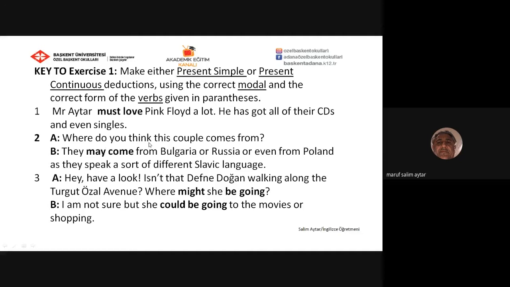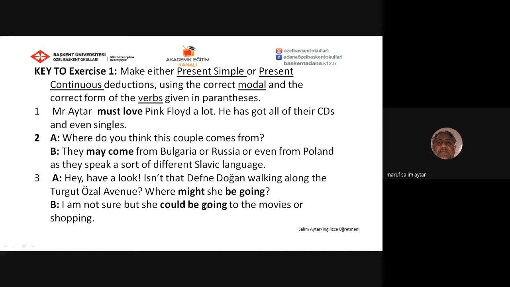The second says, where do you think this couple comes from? They may come from Bulgaria or Russia, or even from Poland, as they speak a sort of different Slavic language. The third one goes, hey, have a look. Isn't that Defne Doğan walking along the Turgut Özal Avenue? Where might she be going? Where could she be going? Where may she be going? And the answer should be, I'm not sure, but she could be going to the movies or shopping.